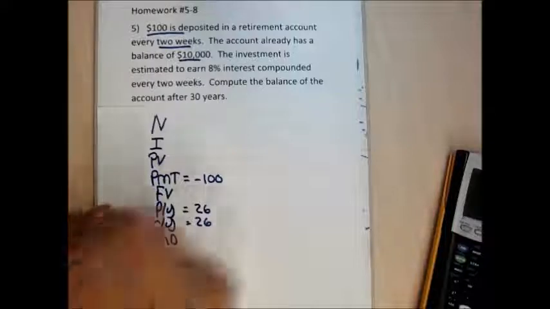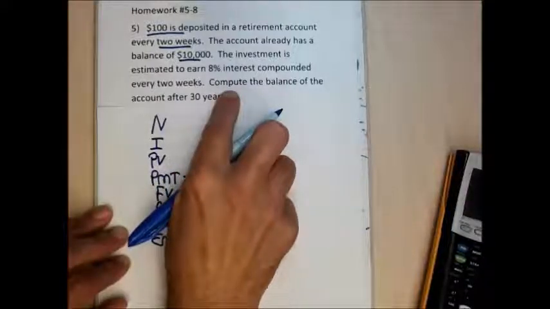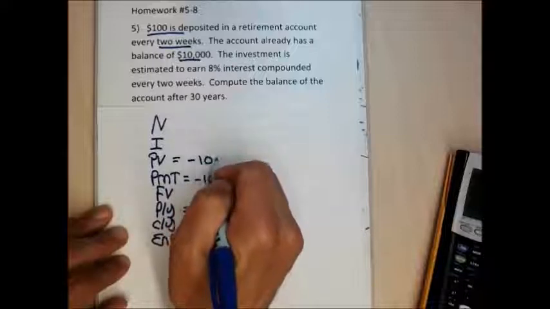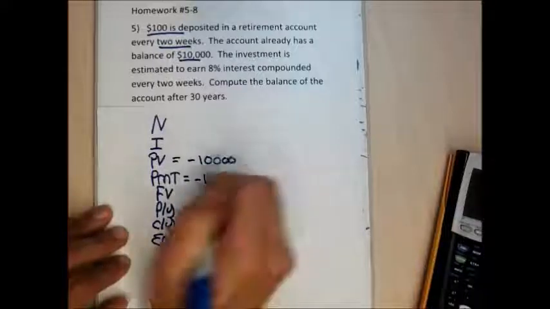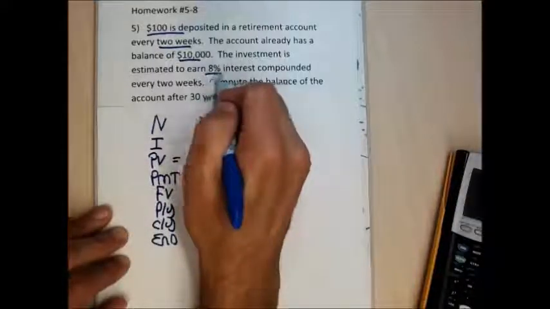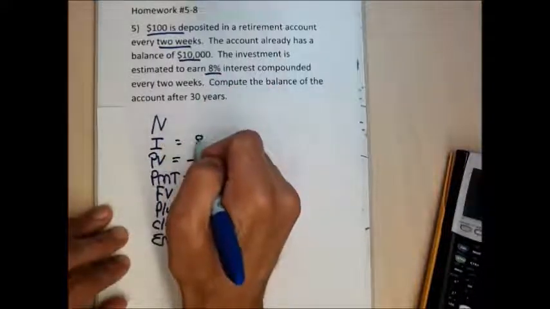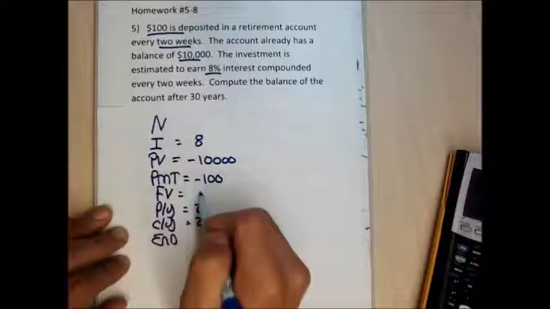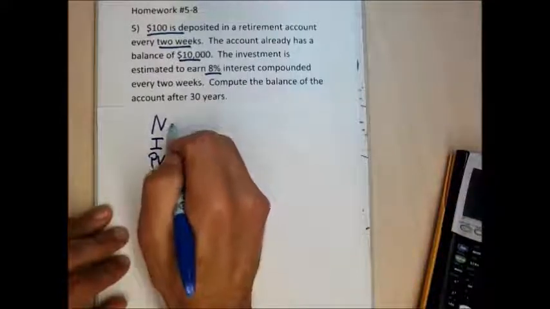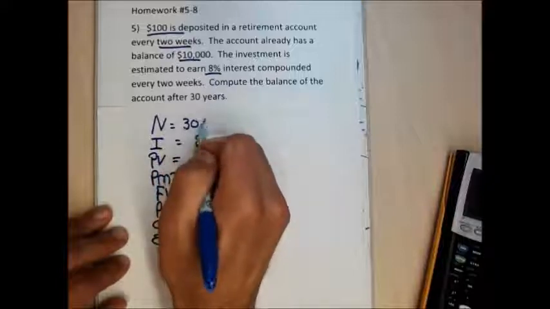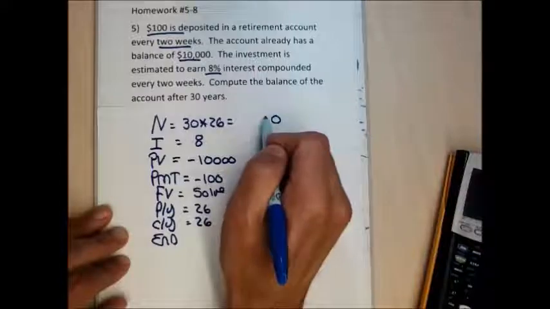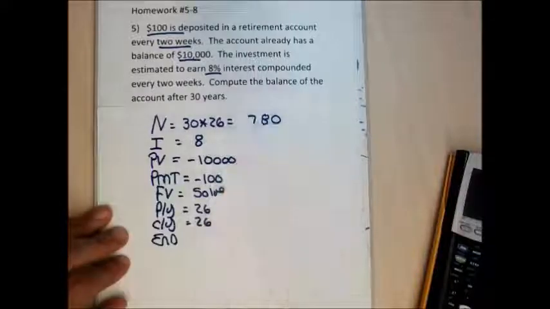That's a PV. I'm still finding the value in the future, so it's a savings problem, not while you're retired. That $10,000 goes in as a PV and it's negative. The investment's going to earn 8% interest. That's an I. I'm going to solve for the future value. In for the N, I put the number of years, 30, times the number of payments per year, which is 26. I think that comes out to 780.